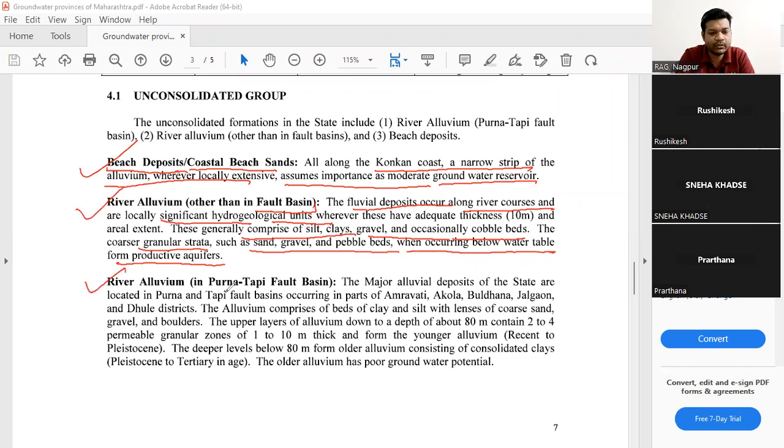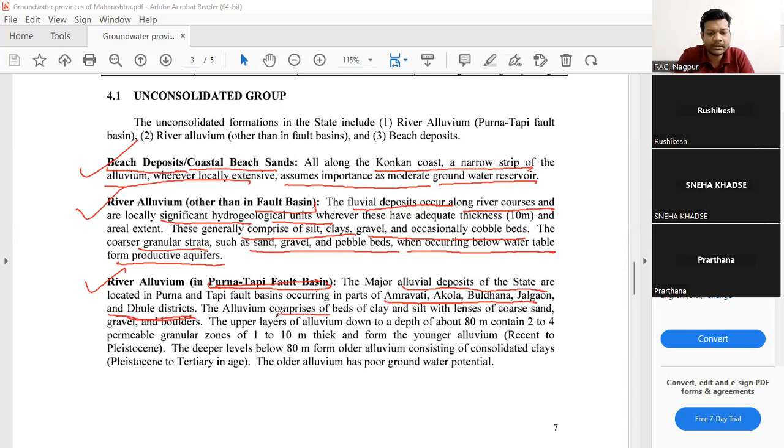Then river alluvium in the Purna Tapi fault basin. Tapi Purna or Purna Tapi, whatever you want to call it. This is the major alluvial deposit of the state. Where does this occur? Amravati, Akola, Buldhana, Jalgaon, and Dhule districts. So it covers these 5 districts.